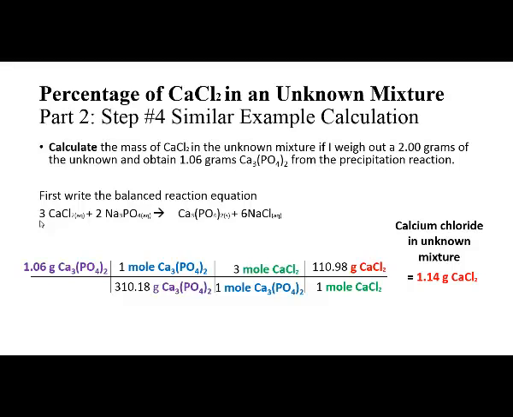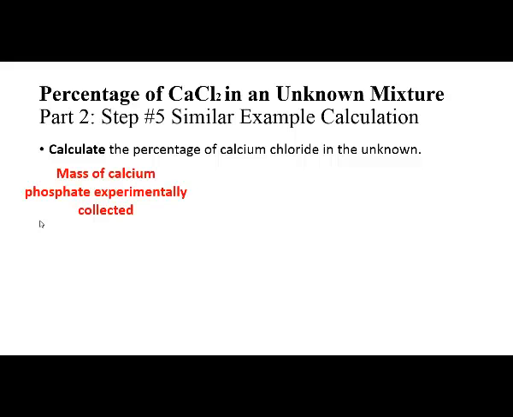So next I want to calculate the percentage purity of calcium chloride in the original unknown. In order to do this, I'm going to take the mass of the calcium chloride that we calculated from our experimental results, divided by the mass of the unknown sample, times 100. This will be my percent purity.